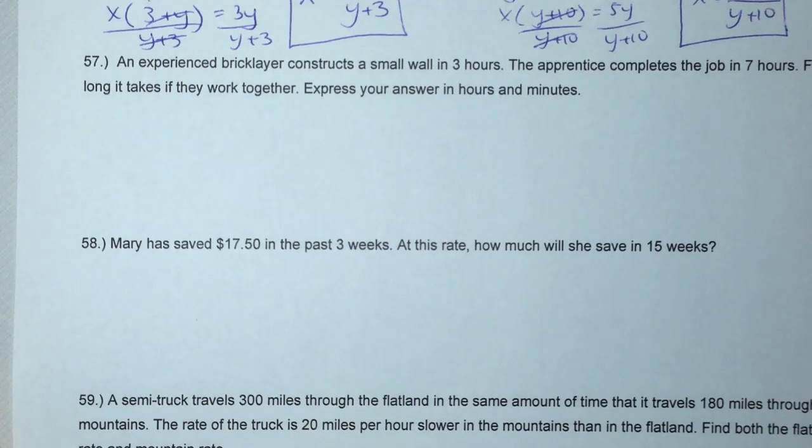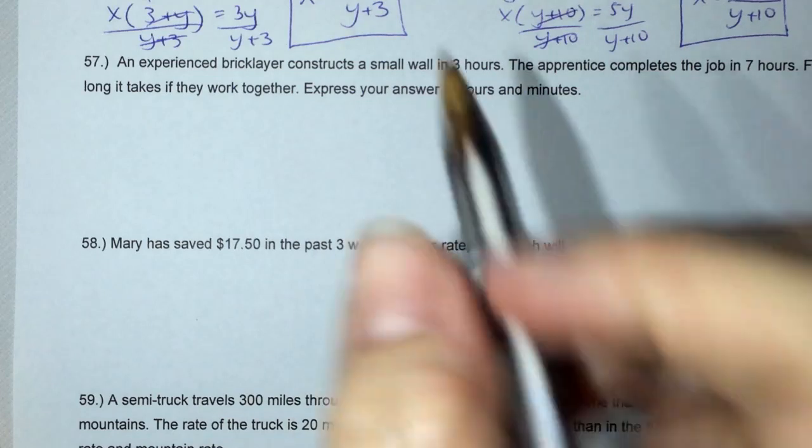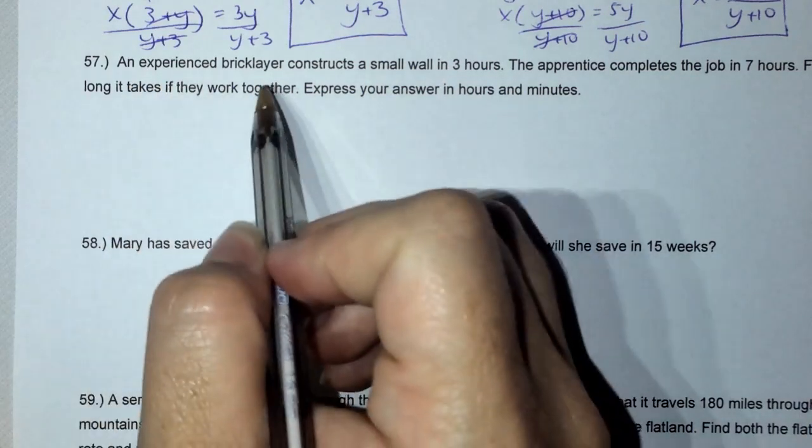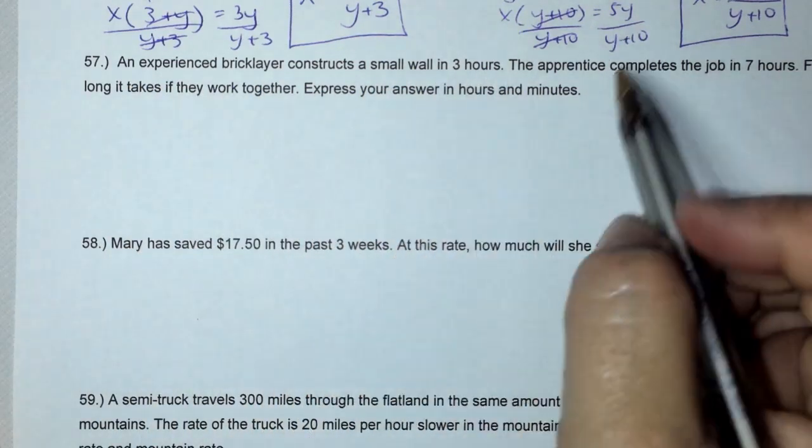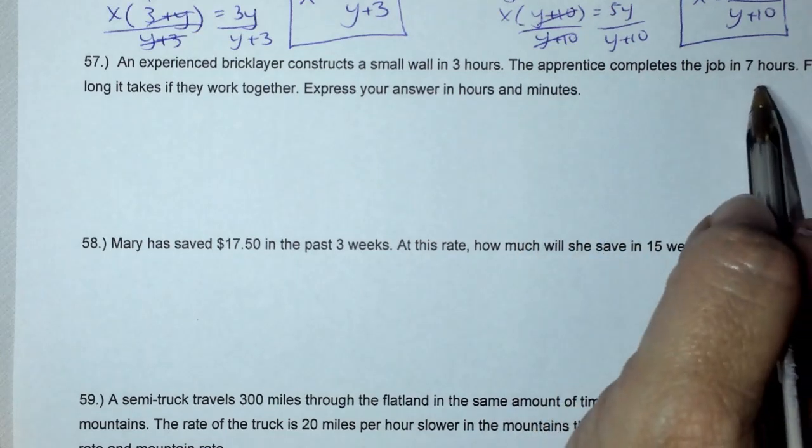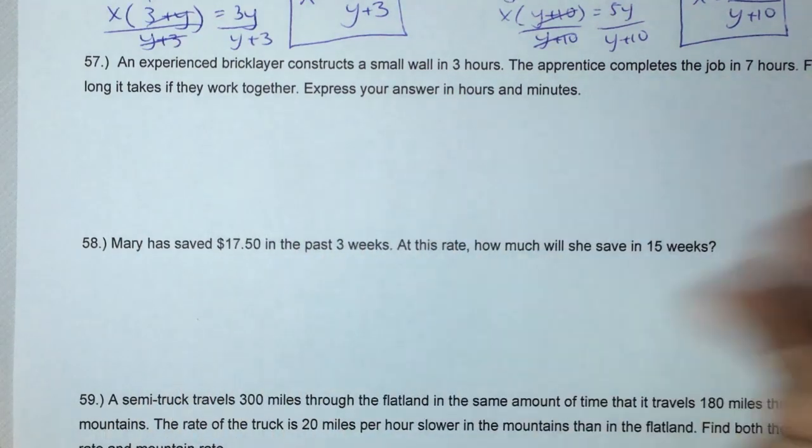Okay, 57 is a word problem. This is like the recent problem. It says, an experienced bricklayer constructs a small wall in 3 hours. The apprentice completes the job in 7 hours. Find how long it will take them to work together.